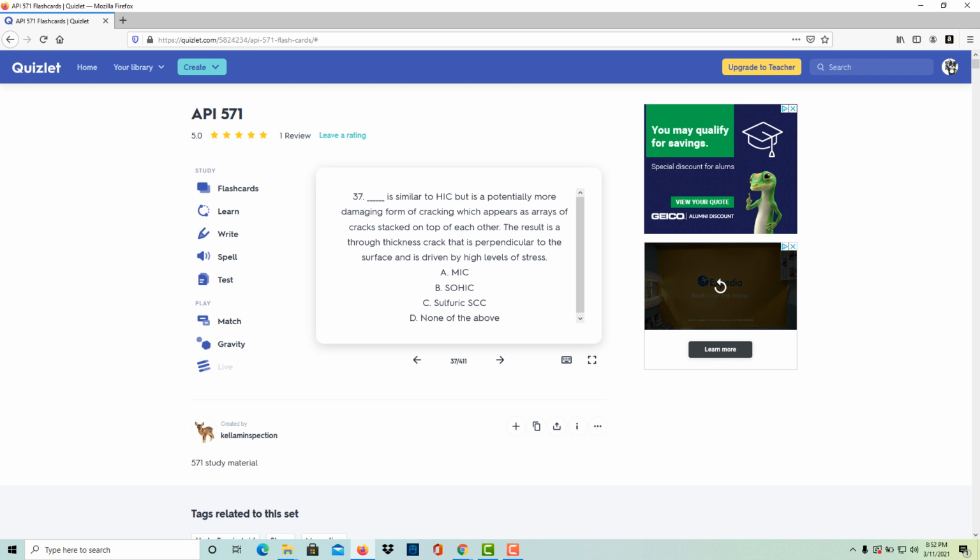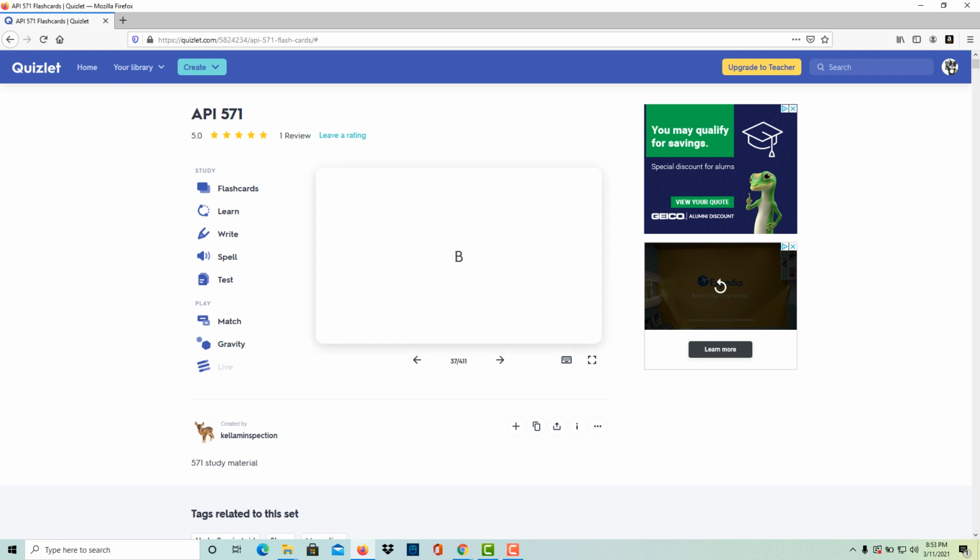SOHIC is similar to HIC, but is a potentially more damaging form of cracking, which appears as arrays of cracks stacked on top of each other. The result is a through thickness crack that is perpendicular to the surface and driven by high levels of stress. So SOHIC. They go through this in the API 571 on the page.